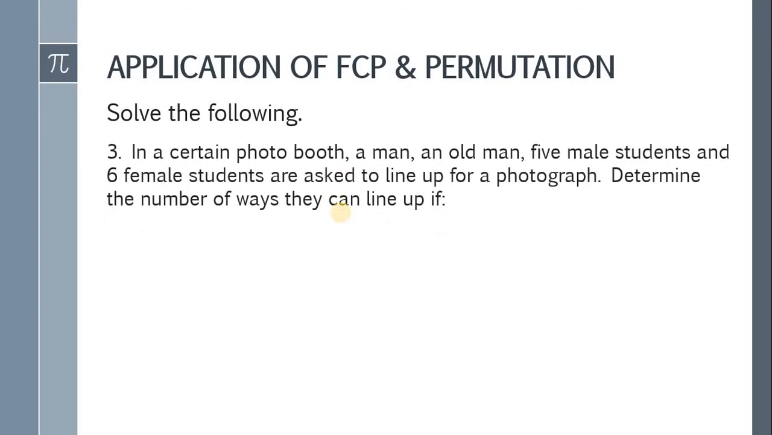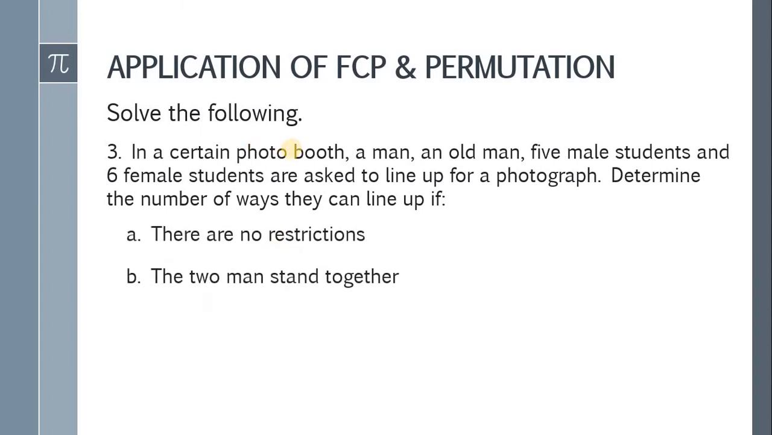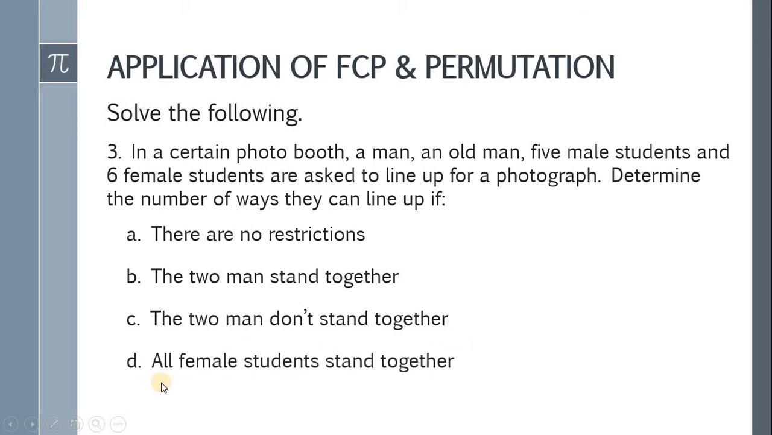In a certain photo booth, a man, an old man, 5 male students, and 6 female students are asked to line up for a photograph. So, pipicturean sila. Determine the number of ways they can line up if may condition. Letter A, there's no restriction. Letter B, the 2 men stand together. So, dapat magkatabi palagi yung man saka yung old man. Okay? Letter C, the 2 men don't stand together. So, suppose magkagalit sila. Ayaw nila magtabi. And letter D, all female students stand together. So, yung mga babae magkakasama.